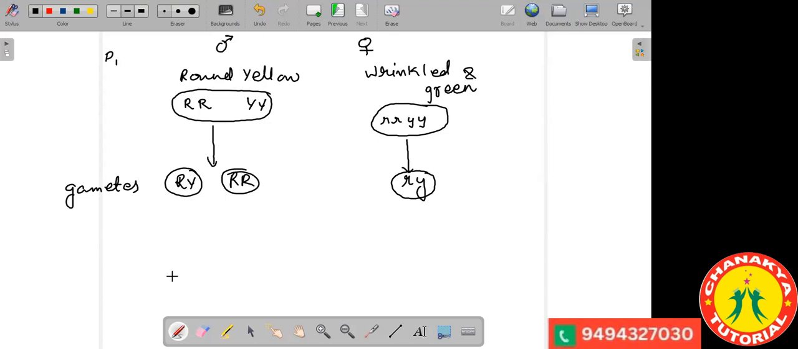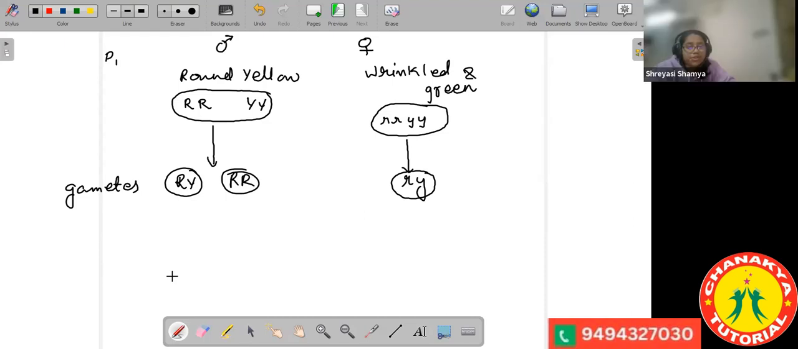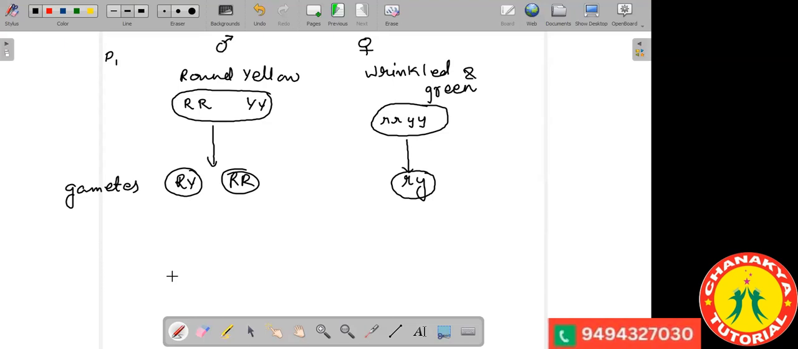Okay. Can't we have something like this, only capital R, capital R? Sir, but then the gametes have to show both the color characters also. Don't they have to be included?